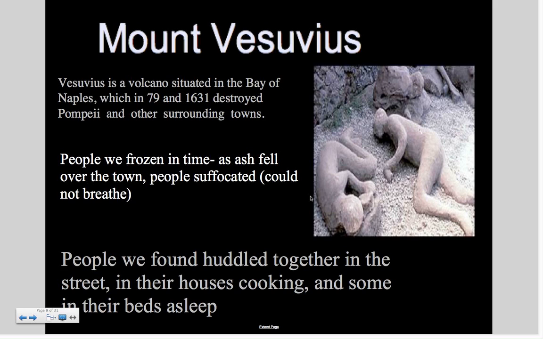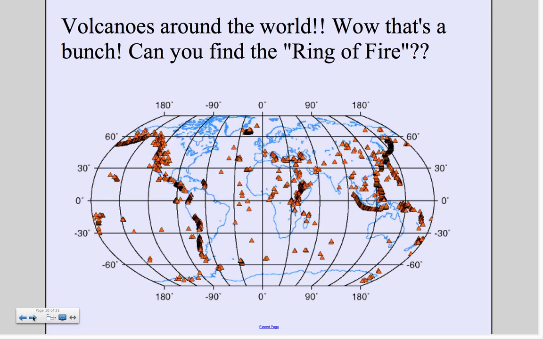When geologists went back and excavated to see what happened, they found people huddled together, some people even cooking at their stoves, and some asleep in their beds. So this wasn't something that they could have prepared for. It happened very, very quickly. Volcanoes around the world are located around the Pacific Ocean. If you watched the video about plate tectonics, these are mostly areas of subduction.